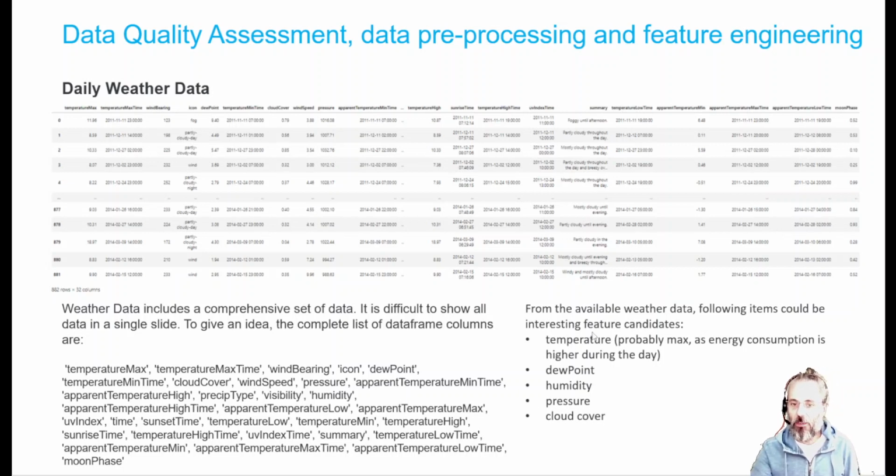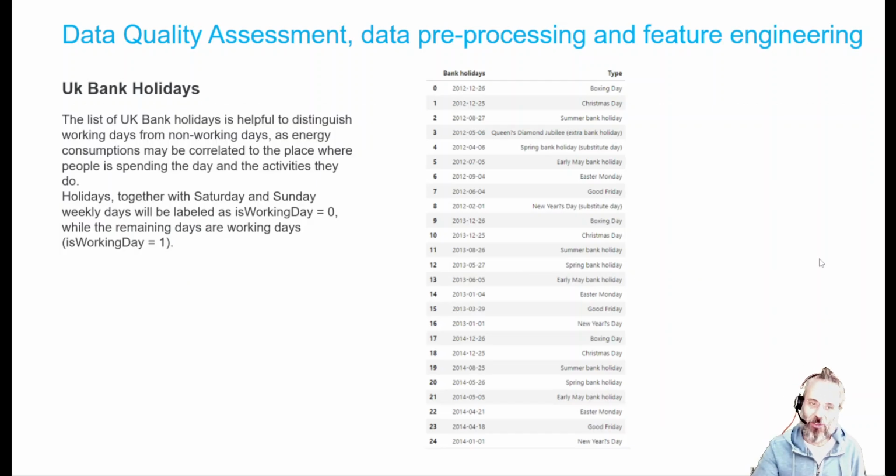So in the end, I selected five kinds of data that can be of interest as features, which are temperature, probably max, but we are also going to select max and minimum to be on the safe side, dew point, humidity, pressure, and cloud cover.